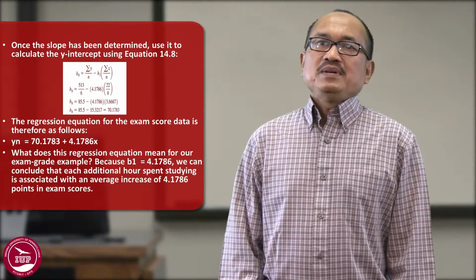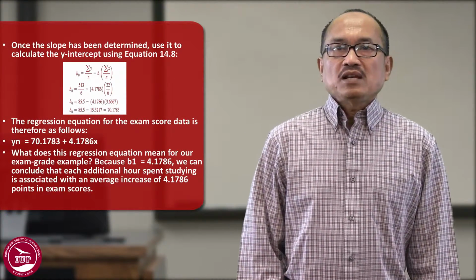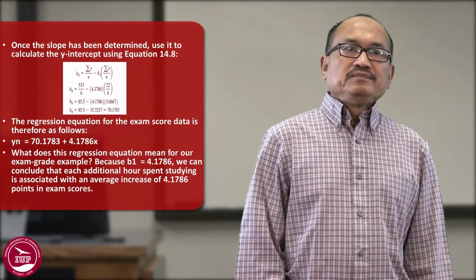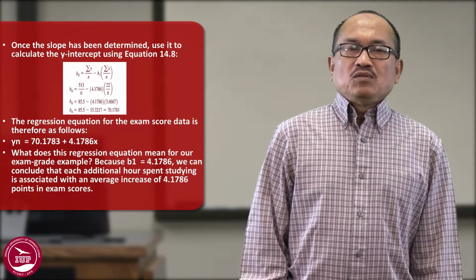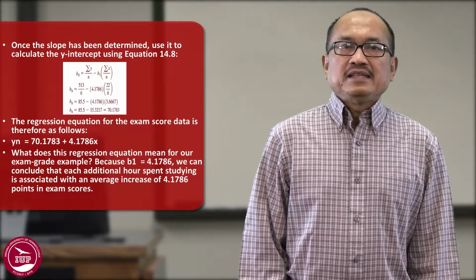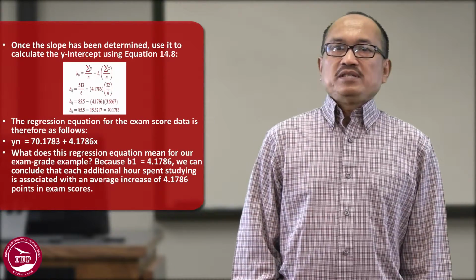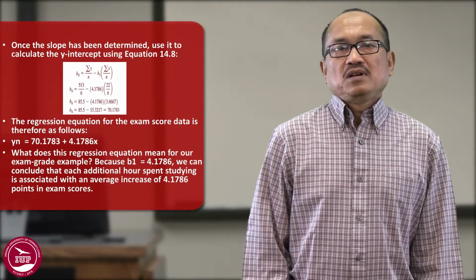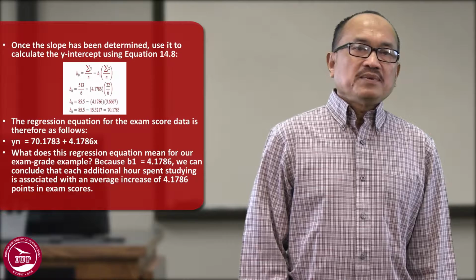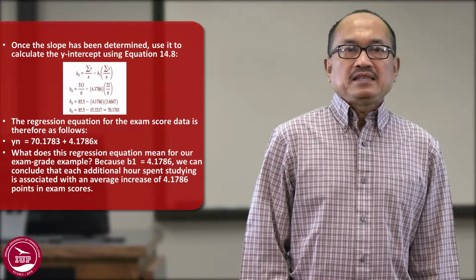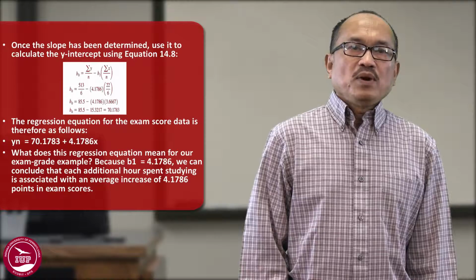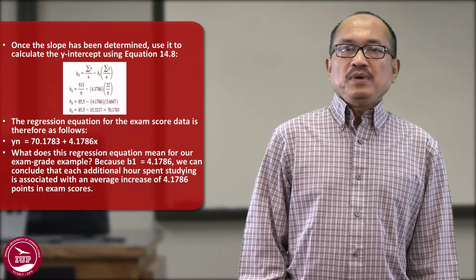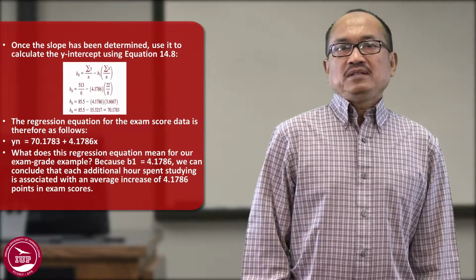Once the slope has been determined, use it to calculate the y-intercept using equation 14.8, where b0 is equal to 70.1783. The regression equation for the exam score data is therefore as follows: y-hat equals 70.1783 plus 4.1786x. What does this regression equation mean for our grade example?